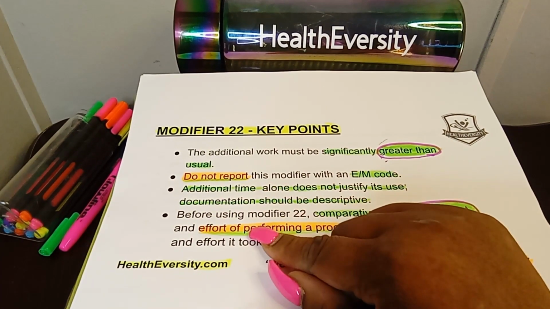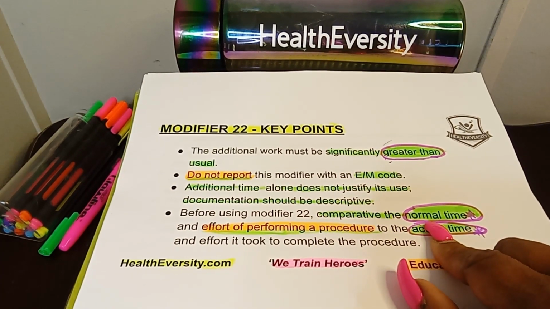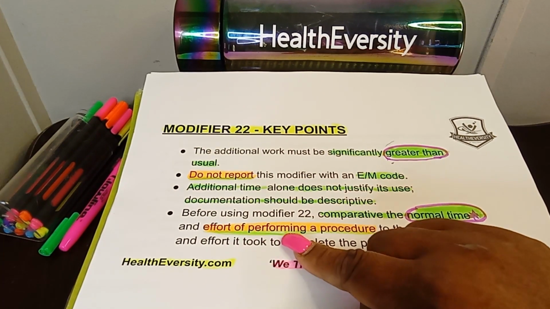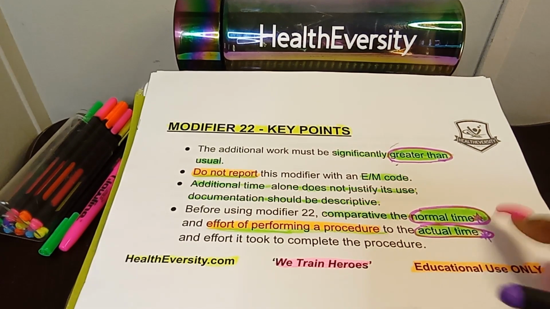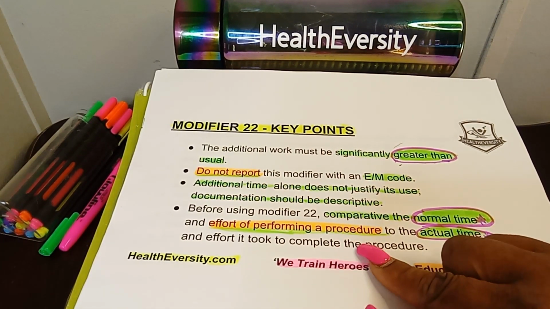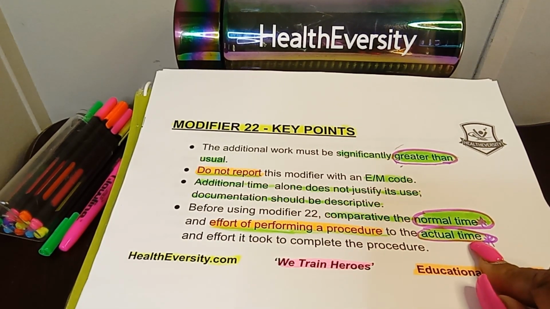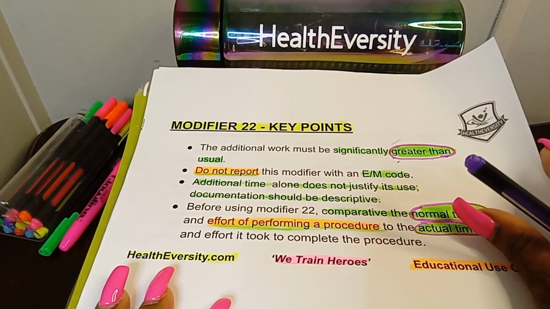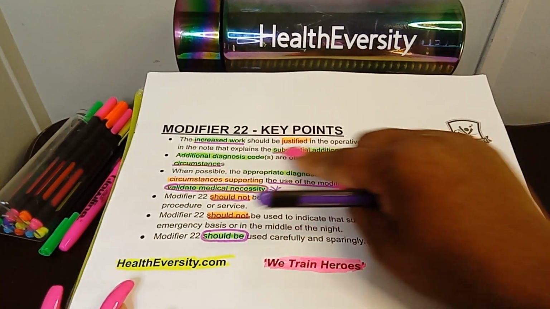Use modifier 22 by comparing the normal time and effort of performing a procedure to the actual time. So you have the normal time and what actual time it took, and the effort it takes to complete the procedure. So you have the normal time, the actual time, and the greater time than usual. See? So this is very, very important for modifier 22. Okay, let's go on now.